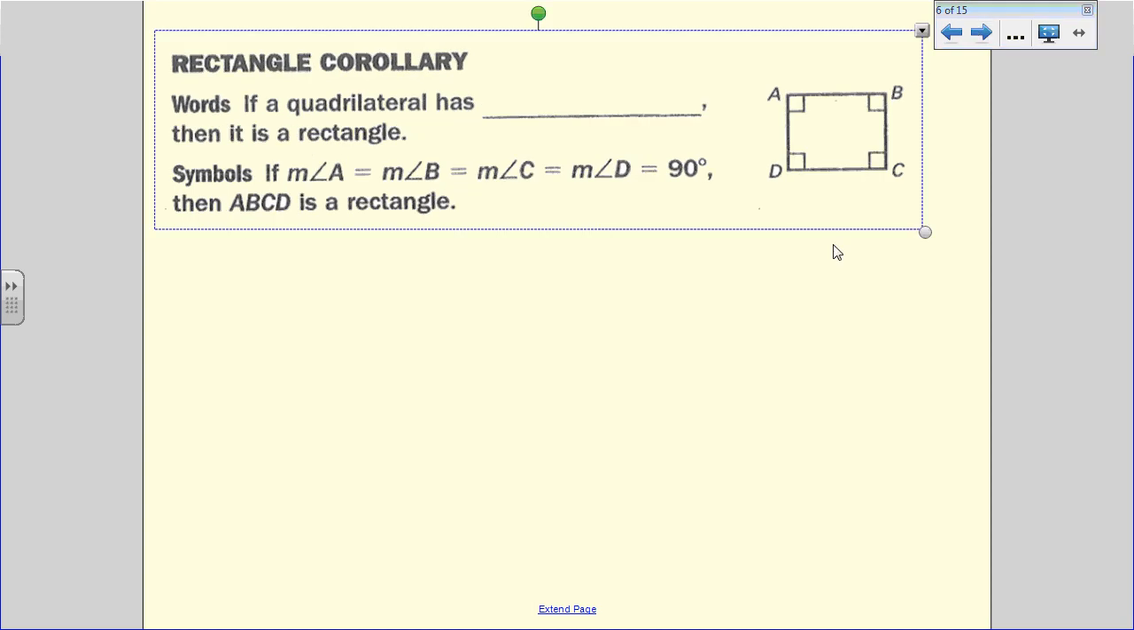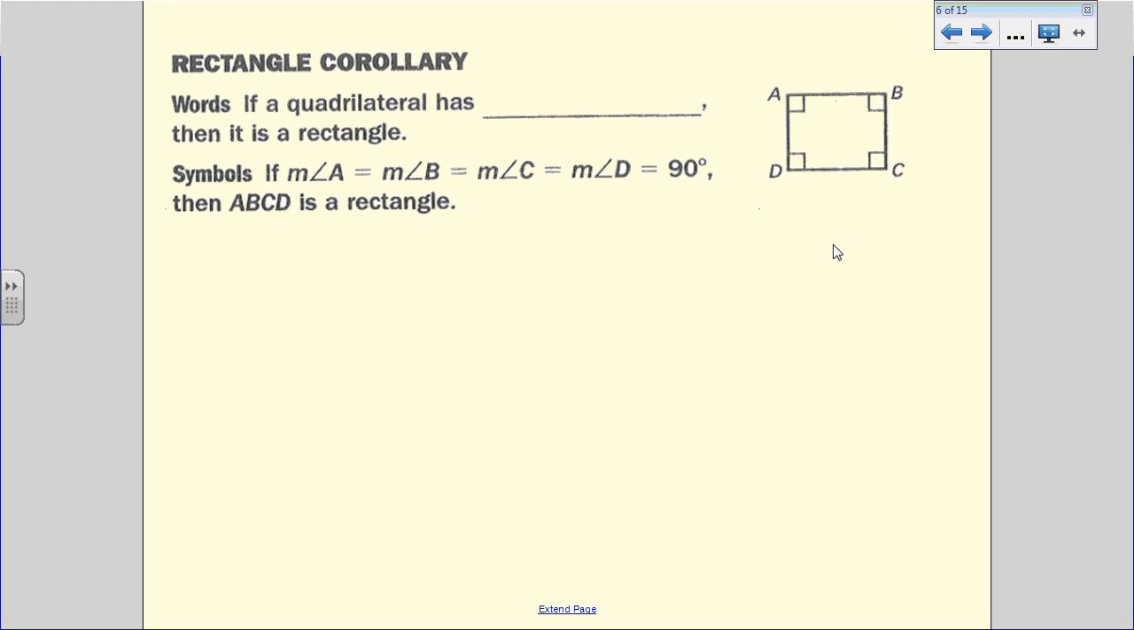We then have a rectangle corollary. So if we give you a picture of a rectangle and it has 4 right angles, then you're going to tell me that it's a rectangle, and that's the best that you can tell me. Notice there's no measurement saying that the sides are congruent, so I don't know that it's a square. If all I see are the 4 right angles, then I know I have a rectangle.